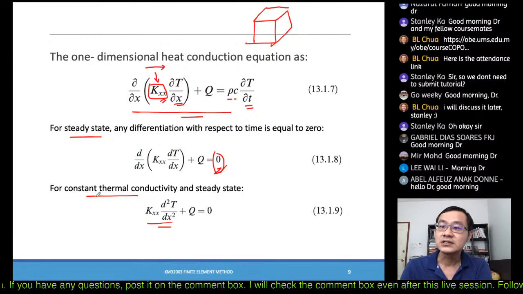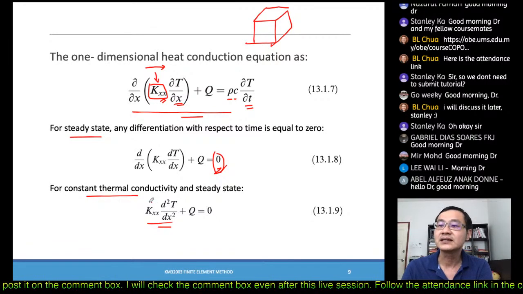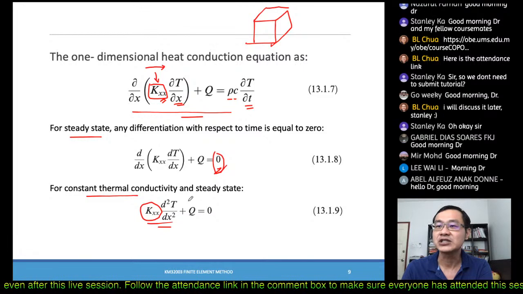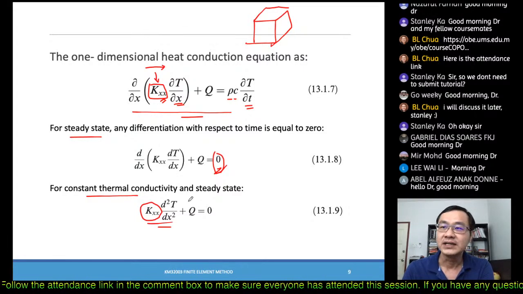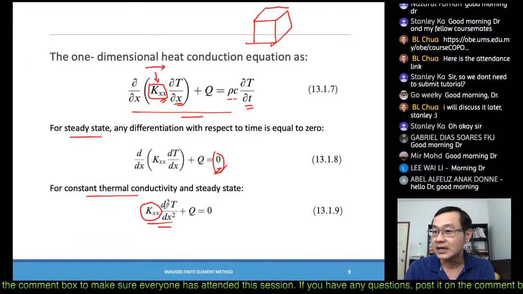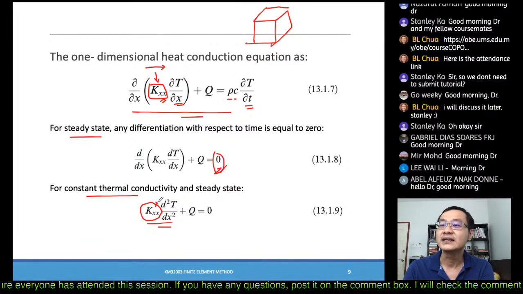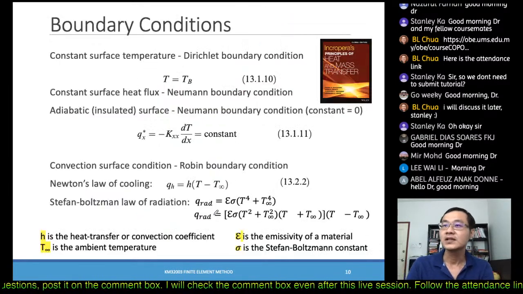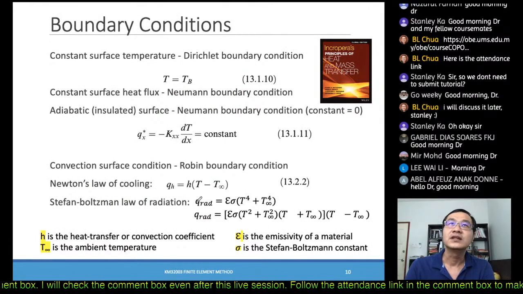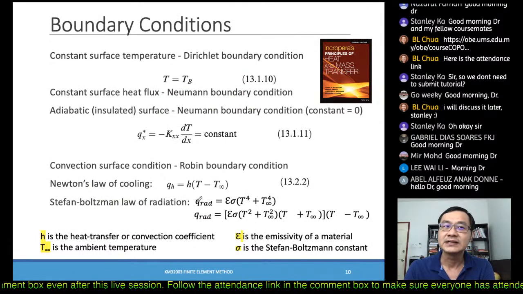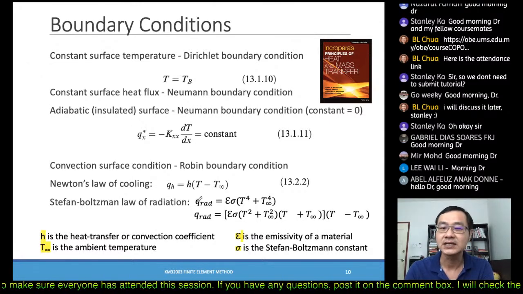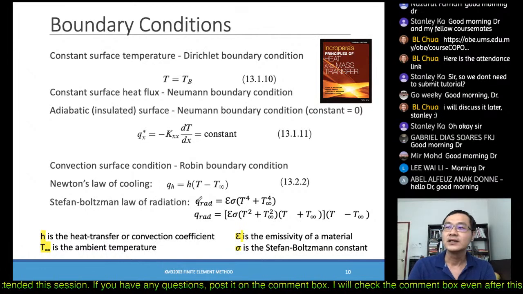This equation assumes that the thermal conductivity does not change with respect to distance, nor with respect to temperature. I will detail more on when the thermal conductivity changes according to temperature. That would be the basis of the heat transfer equations applied in the finite element method. Those derivations are very similar to what you have learned in heat transfer.